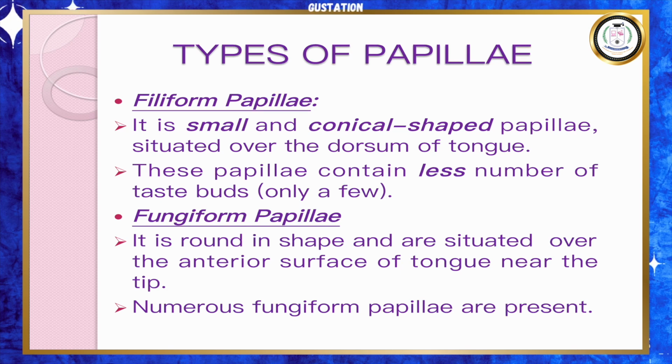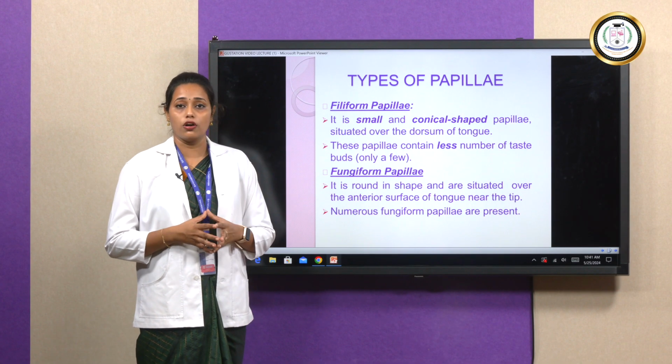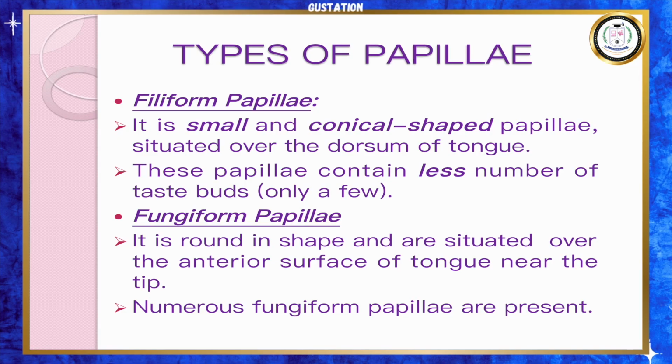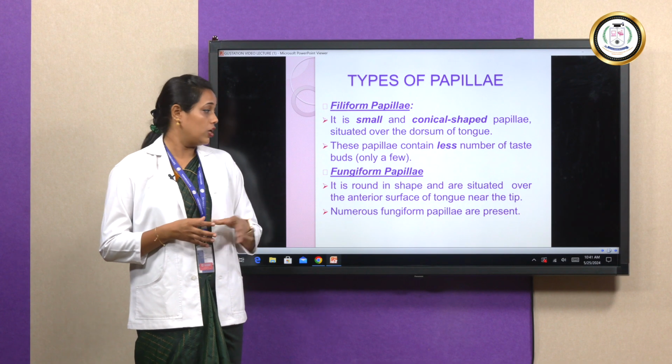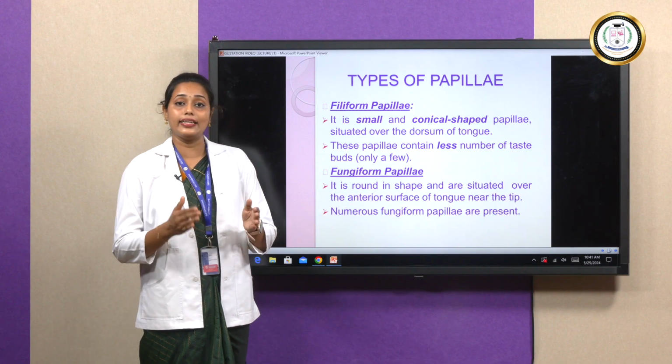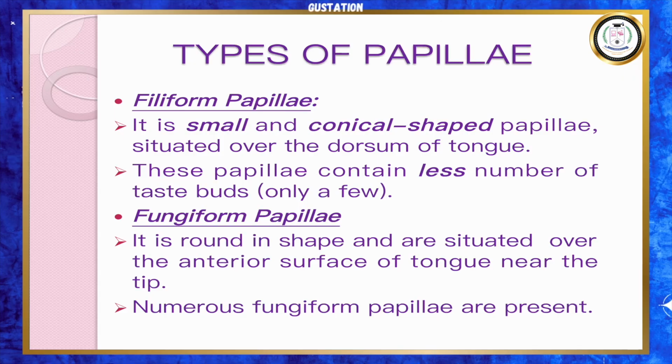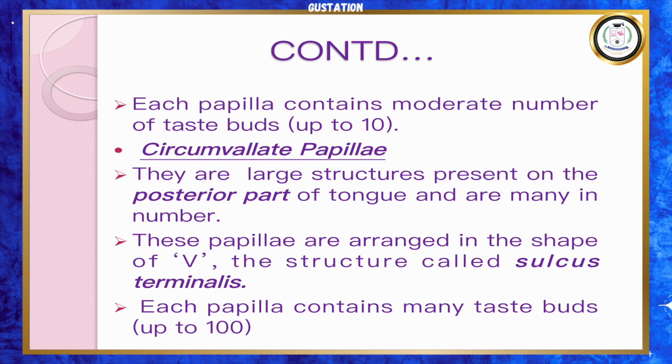So first we'll start with filiform papillae. This filiform papillae is a small and conical shaped structure which is situated on the dorsum of the tongue. These papillae are very less in number. Next comes the fungiform papillae. It is a round shaped structure which is situated on the anterior part of the tongue, that is near the tip of the tongue. There are numerous fungiform papillae present in the tongue. Each papilla contains taste buds in moderation.